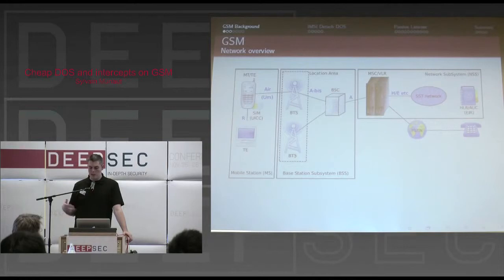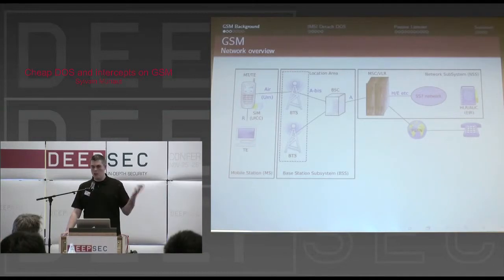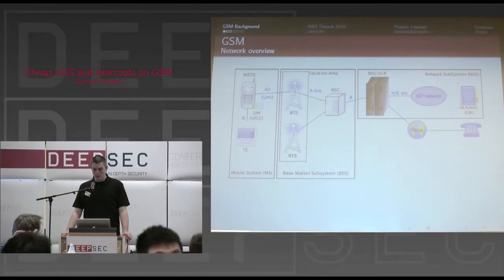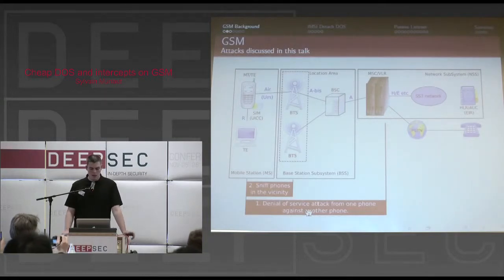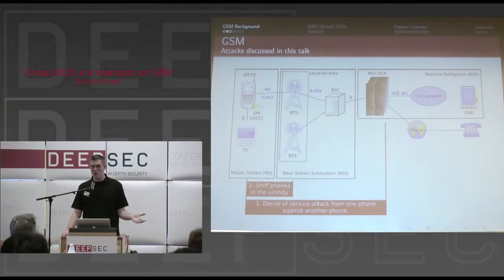Then the BSC, base station controller, controls several BTS grouped into what's called a location area. And then the MSC controls several BSC. The elements that we're interested in here: for the denial of service, we will inject packets onto the air interface, and they will go transparently up to the MSC. The BTS and BSC will just transfer them without interacting. And of course, to sniff phones in the vicinity, we'll just listen to the air interface.